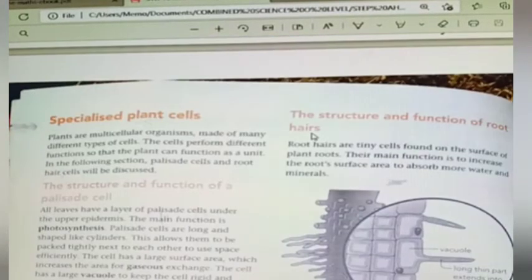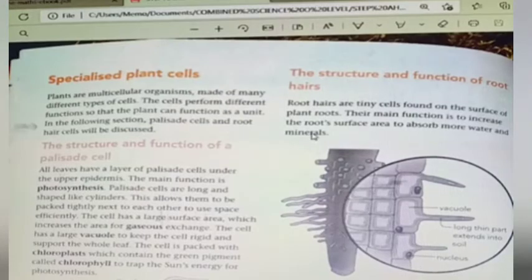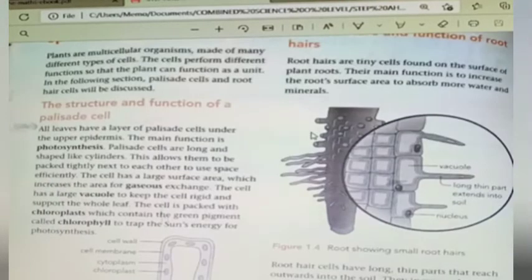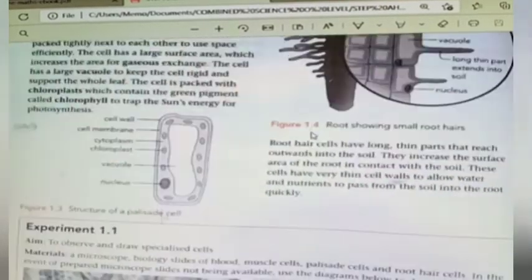So the second part, now we are moving on to the plant specialized cells. The first one is the palisade cells. So you need to know how to draw the palisade cells and also be able to identify them under the microscope. Okay, so our palisade cell looks like that.